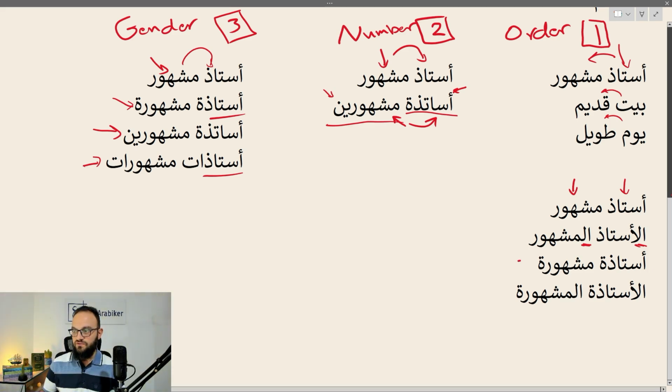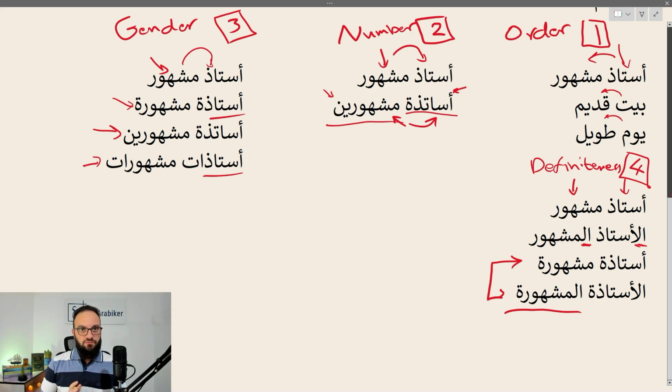The same applies on these two examples that are with the feminine form. Ustada is an indefinite noun, remember the word nakira, and the adjective must be indefinite as well. And al-ustadha here is ma'arifa, definite, then the adjective is also definite. Let's call this definiteness agreement.